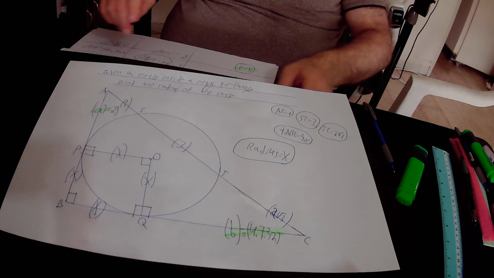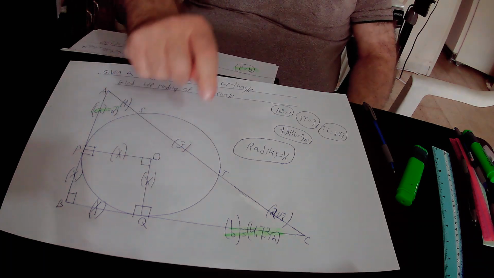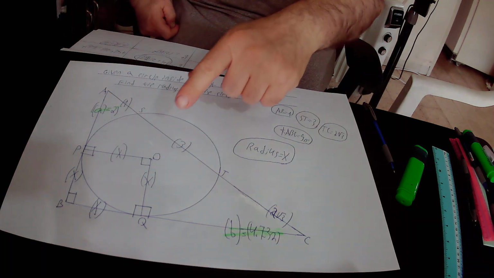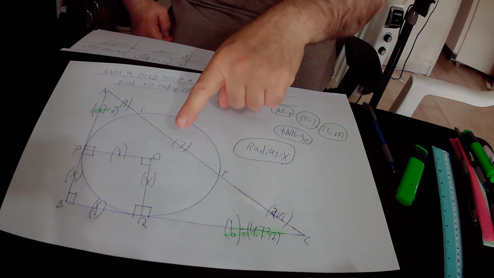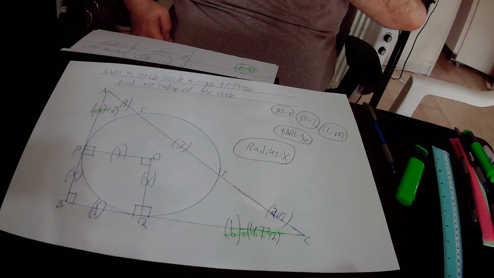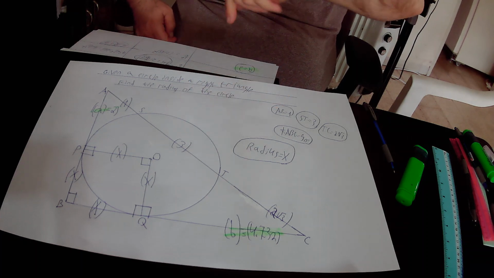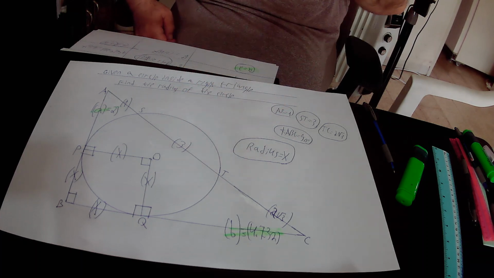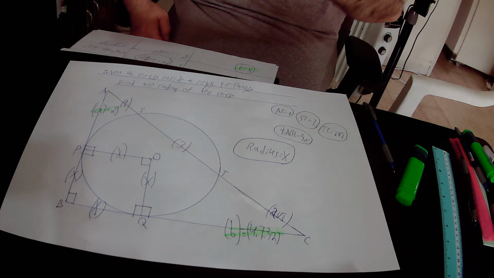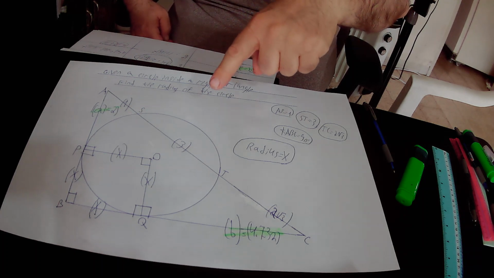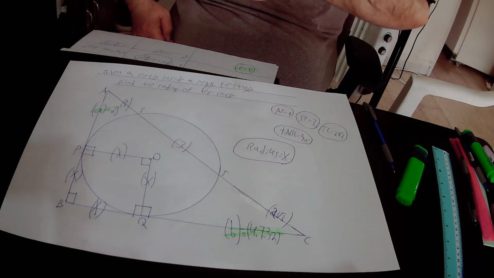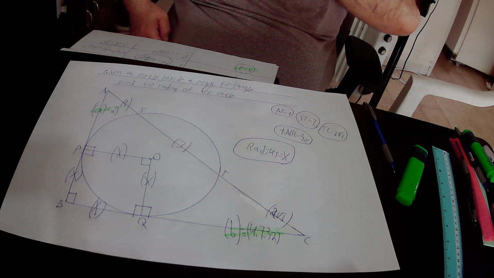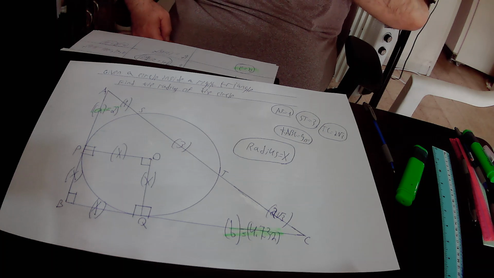Then we join points O and Q together by a straight line. What is the definition of line segment OQ? Line segment OQ starts from point O, that is the center of this circle, and ends at point Q, that is the point on the circle itself. So this is exactly the definition of a radius. Therefore, OQ is the radius of this circle, that is equal to x, according to our definition.